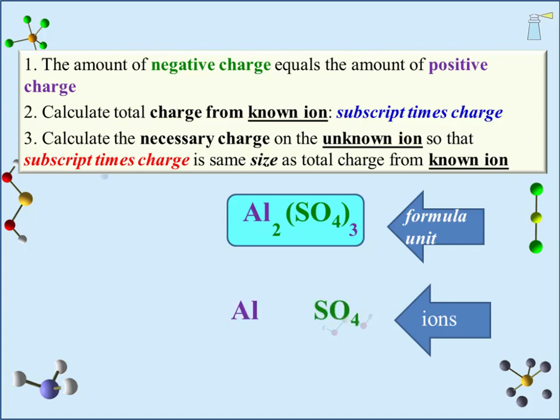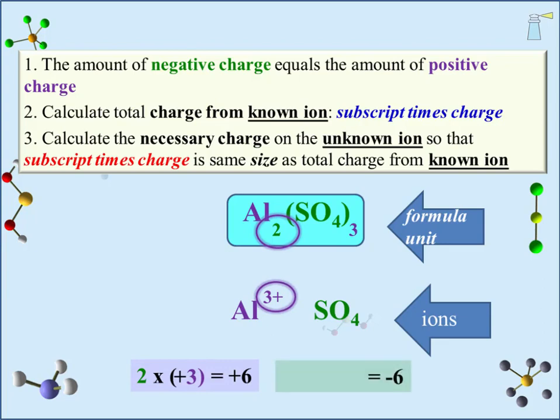In this example, we are expected to be able to determine or remember the charge on the aluminum ion. It happens to be a +3 charge. To calculate the total positive charge, we need to multiply the subscript 2 by the charge on the aluminum ion, +3. 2 times a +3 gives a value of +6. Therefore, the total negative charge must be a -6.